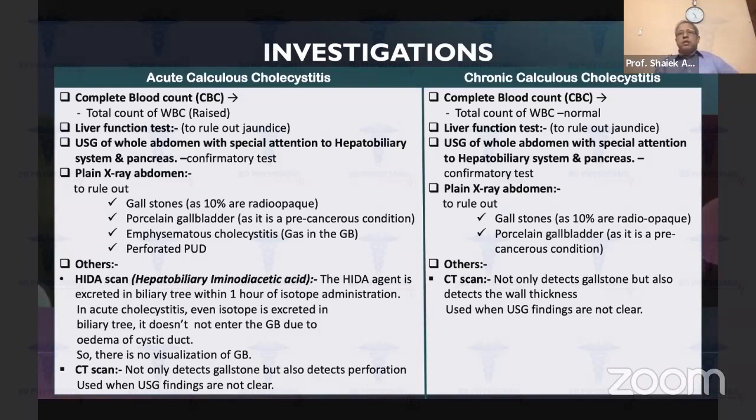In case of chronic cholecystitis, complete blood count is normal. Liver function is normal, to rule out jaundice. Ultrasound of the whole abdomen, with special attention to the hepatobiliary system and pancreas, to confirm the diagnosis. On plain X-ray abdomen, there is 10% gallstone and porcelain gallbladder. CT scan not only detects gallstone, but also detects wall thickness, used when ultrasound findings are not clear.